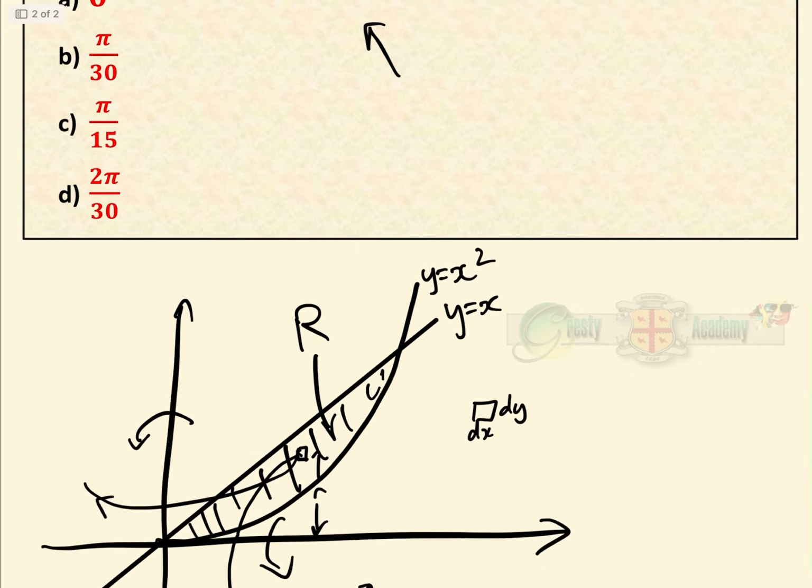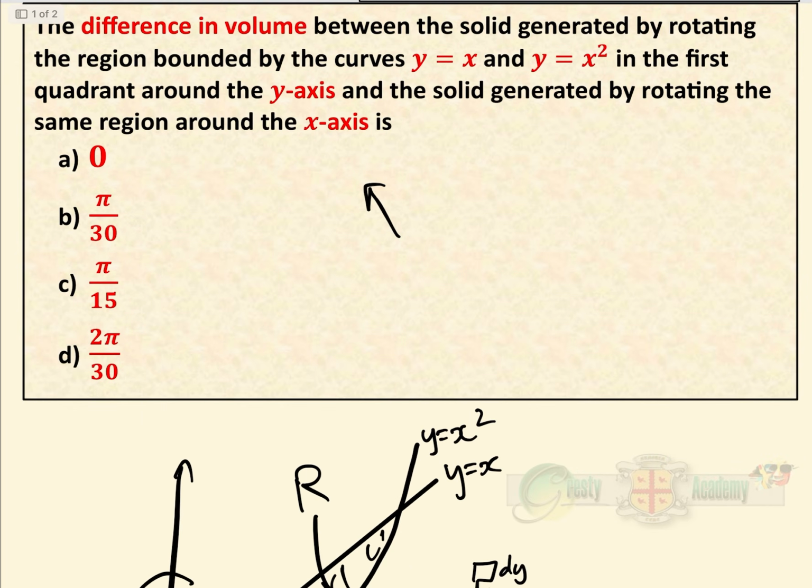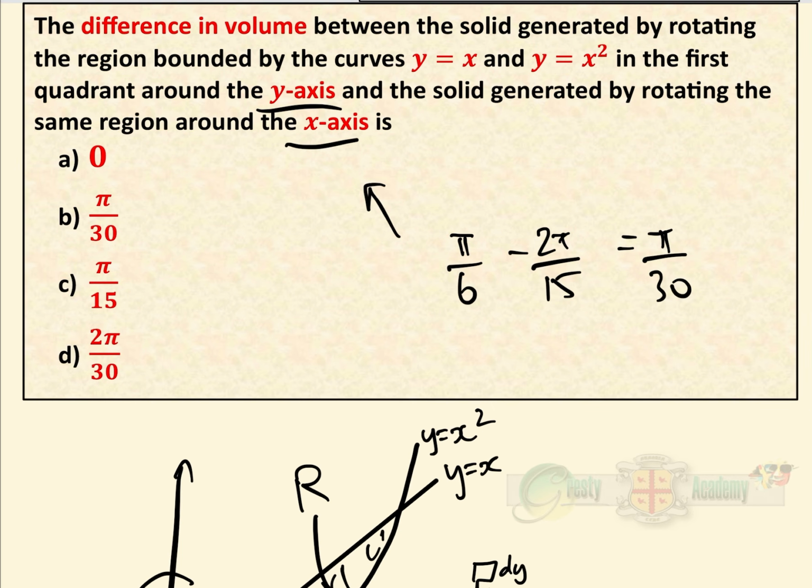So now we can actually finally answer our question here. The volume bounded around the y-axis was pi over 6, and around the x-axis was 2 pi over 15, and pi over 6 take away 2 pi over 15 is equal to pi over 30, which is answer B, which is the same as we got in our previous video, fortunately.